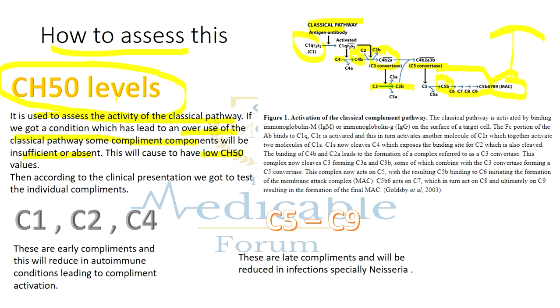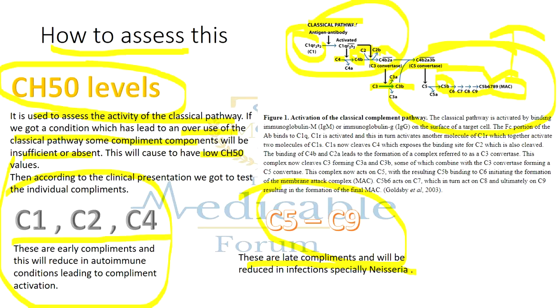In the alternate pathway, it starts in a different way and ultimately ends up in these last terminal complements. That is why in infections like Neisseria, you have to test C5 to C9 in case you have low CH50 levels. But if there is no history of infections, and the clinical picture is more suggestive of an autoimmune disease, better start off with the early complements, because antigen-antibody complexes do start the cascade. So a low C1, C2, C4 definitely shows the disease activity.